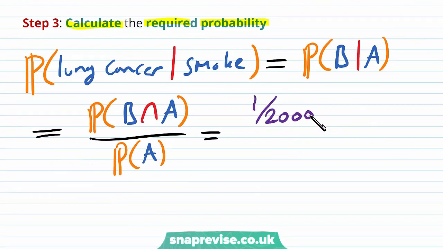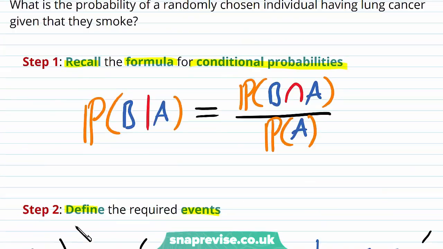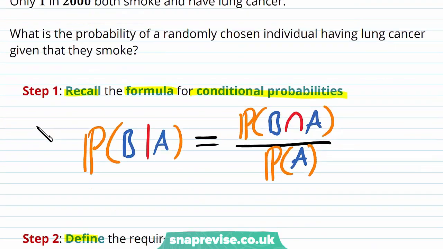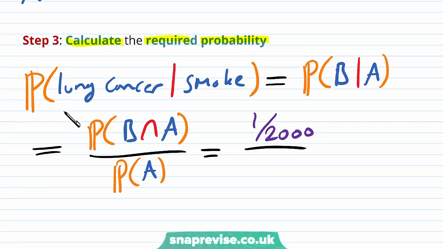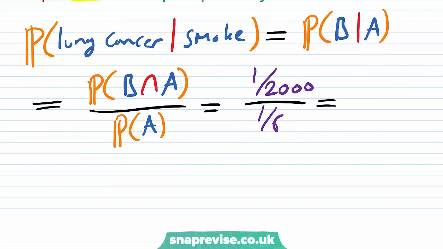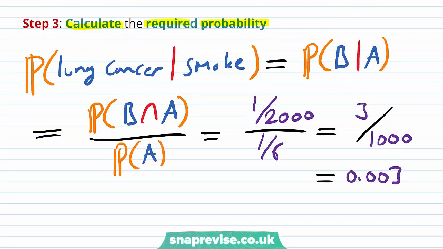And the probability of A is the probability that they smoke. So that's 1 in 6. And by dividing, this is 3 divided by 1,000, or as a decimal, 0.003. So we can see that smoking has an effect on the probability of having lung cancer. The two events are not independent.